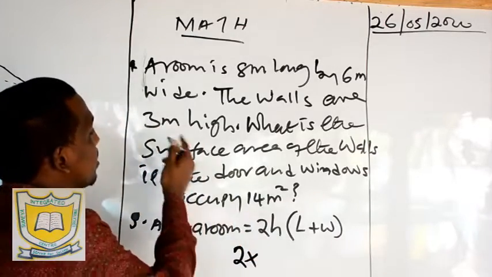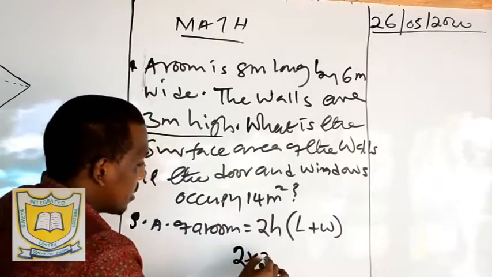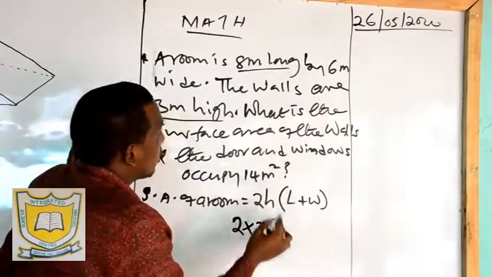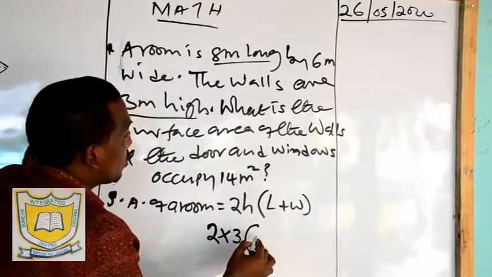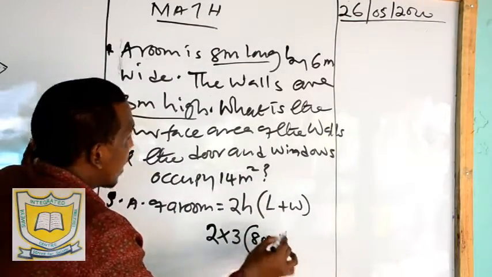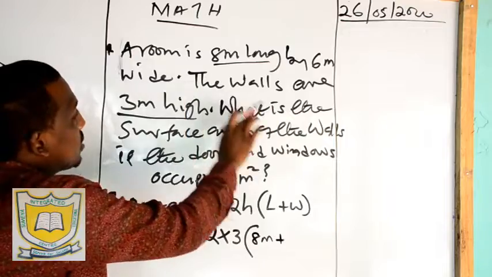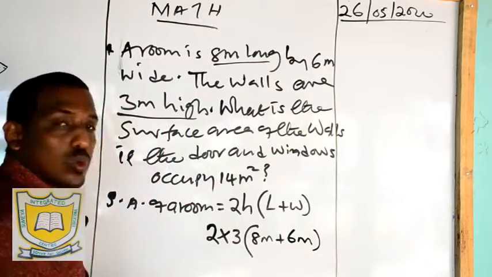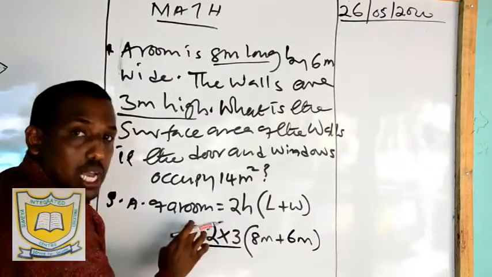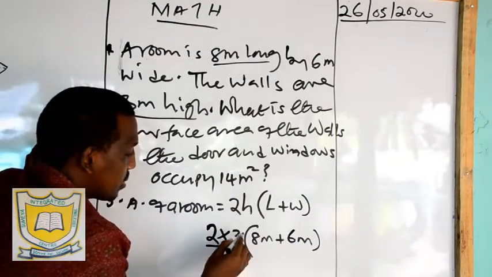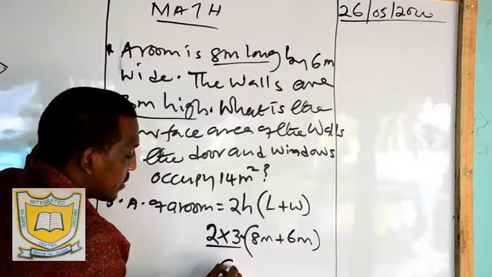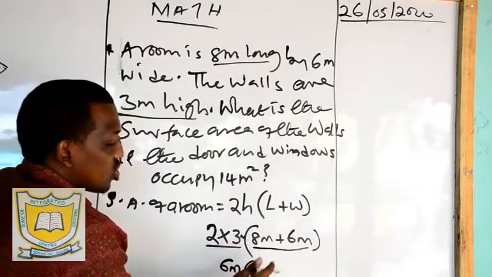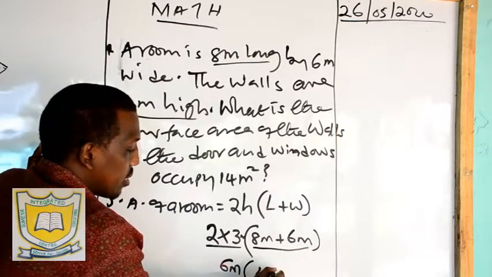So 2 is the formula times h. H is the height. They say the walls are 3 meters high, so 3 into bracket length. What is the length? They said 8 meters long, which is 8 meters, plus the breadth or the width. They say 6 meters wide, which is 6 meters. So we multiply these two: 3 times 2 is 6. Into bracket, what's inside the bracket? We add 8 plus 6 is 14 meters.